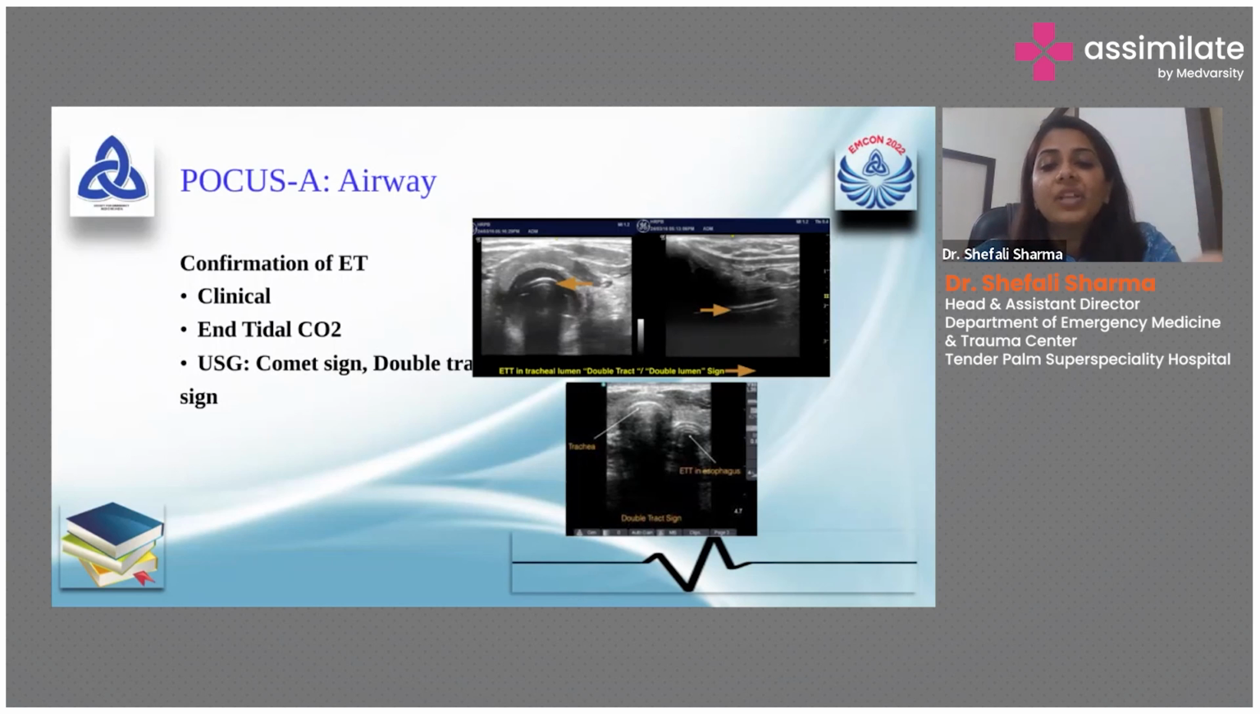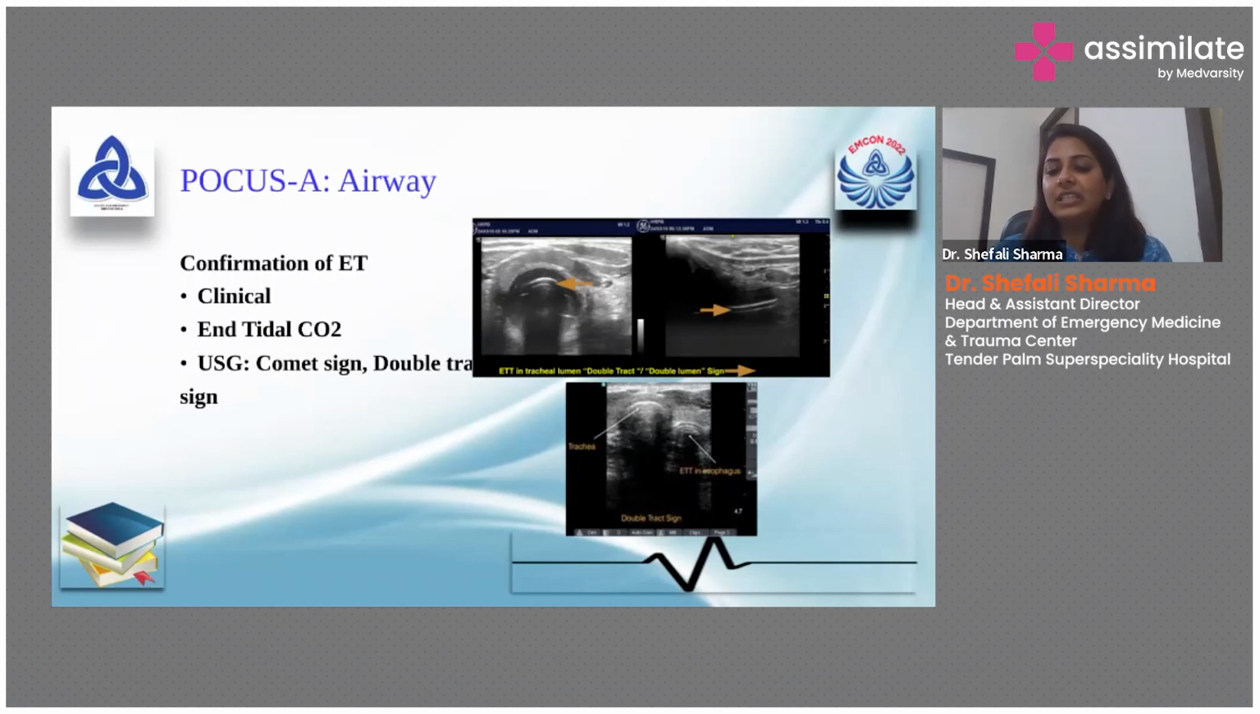But if the tube is in the esophagus, in that situation, definitely in your clinical assessment, the first point which you auscultate is the epigastrium. In that situation, when you push the air in, you will hear the gurgling sound in the stomach. So that definitely is your clinical assessment. But again, if you want to check further, you can do it with ultrasound.